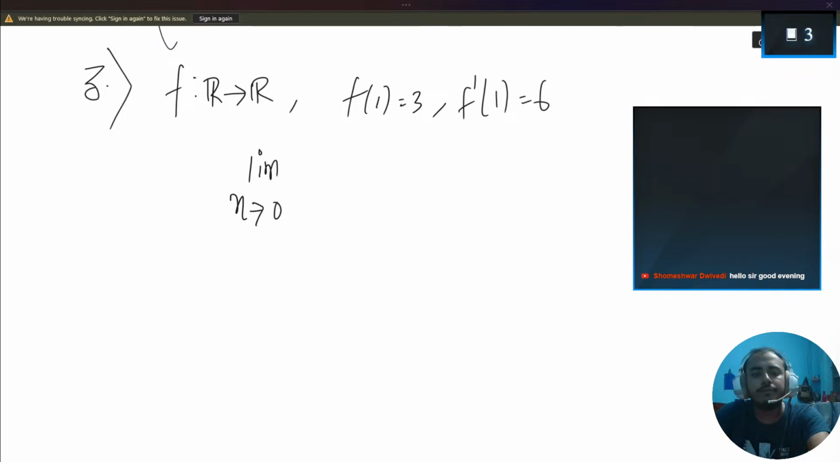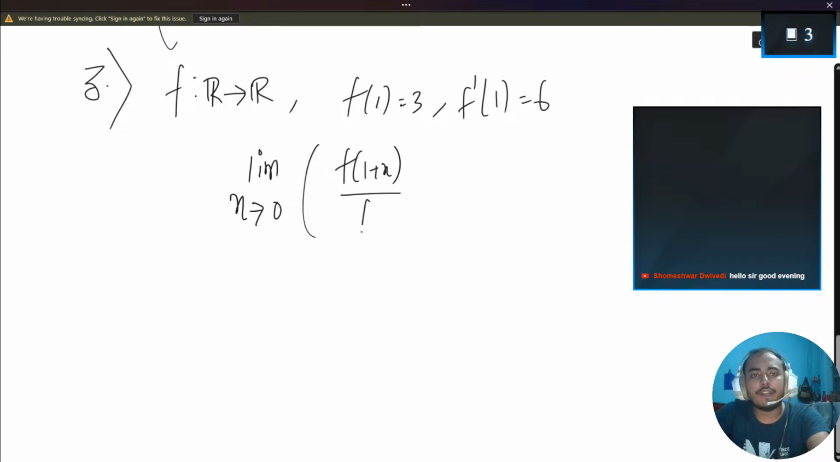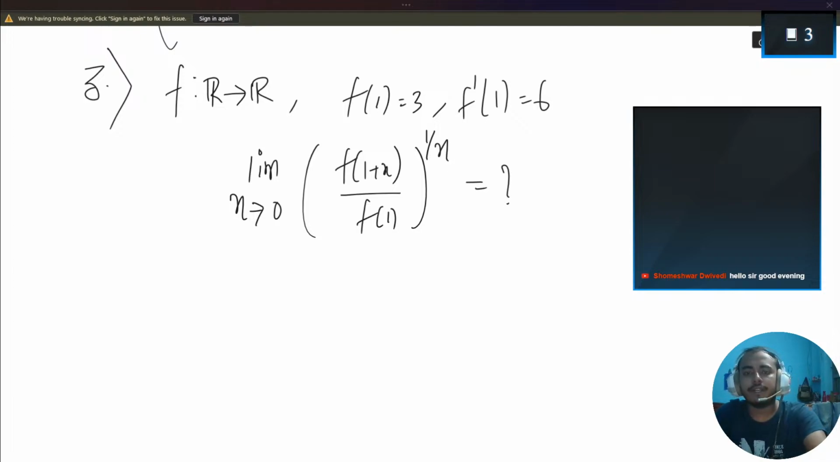Limit x tends to 0, f of 1 plus x by f of 1, and whole to the power 1 by x. You have to understand what is the value of this limit. Okay, so this is the limit you have to find basically. Actually, let's begin doing it.